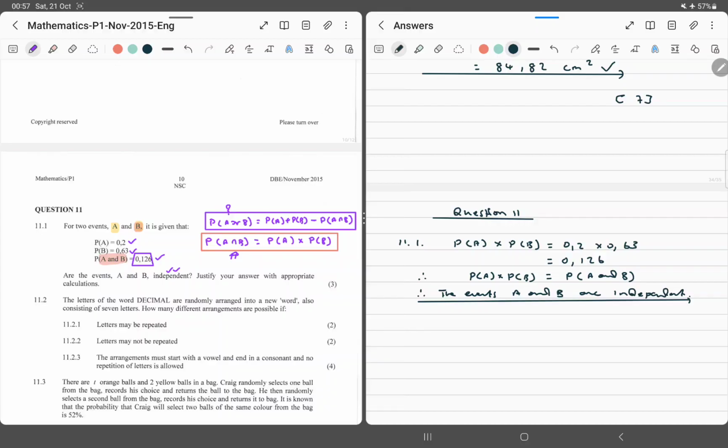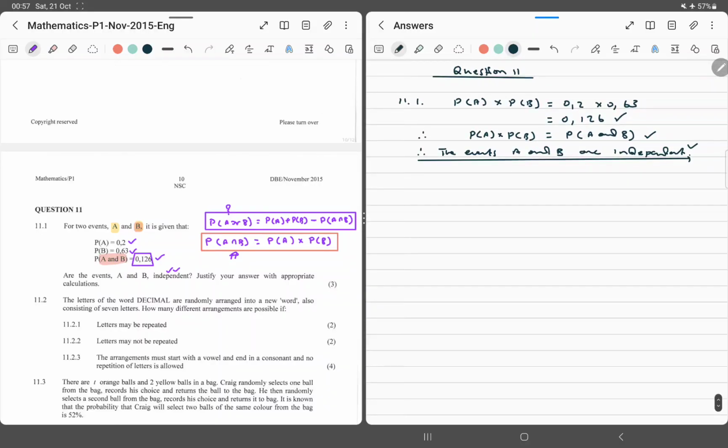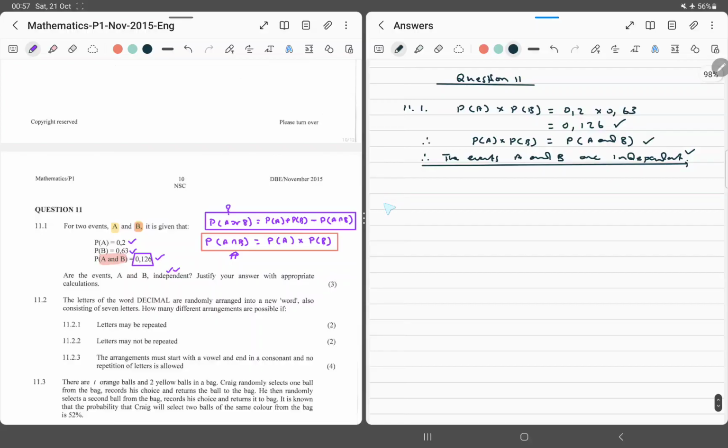Great. So essentially, guys, this situation is important, and stating this is important. And the conclusion, maybe 3 marks is scored like that. I'm not too sure. So let's go for it. 11.2.